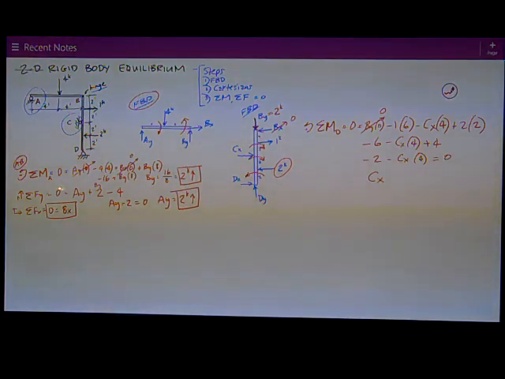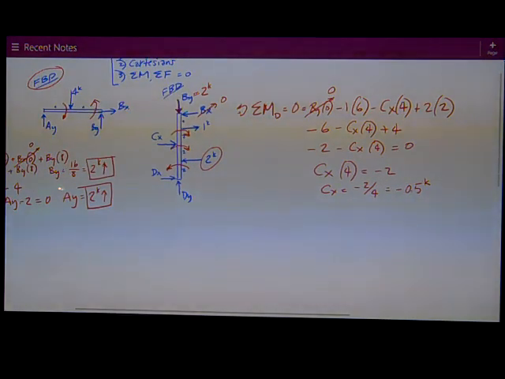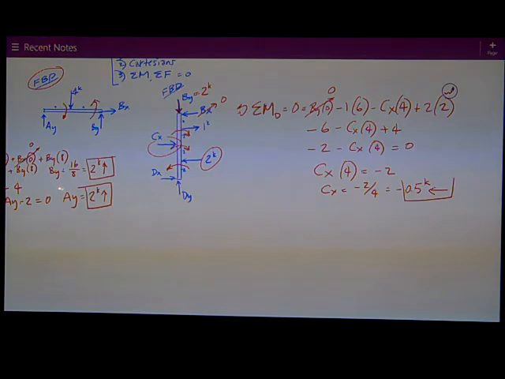Therefore, CX, take that negative CX to the other side of the equal sign. I got CX times 4 is equal to negative 2. Got to be real careful with your negatives. CX works out to be negative 2 divided by 4, or negative 0.5 kips. The negative sign means my direction assumption here to the right was opposite, so it's really to the left. I boxed that answer. Don't want to ever box a negative sign. I want to show the direction of these 2D problems with arrows.